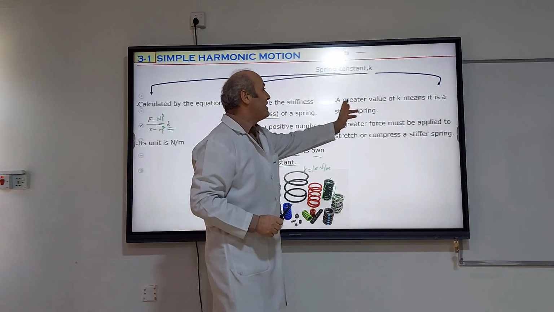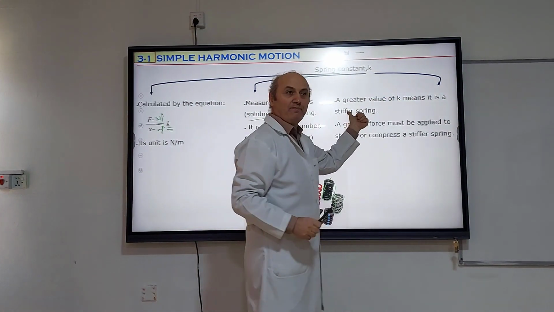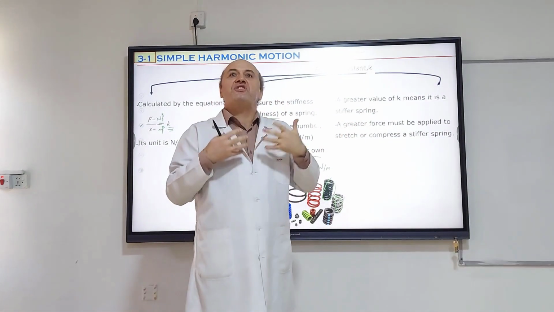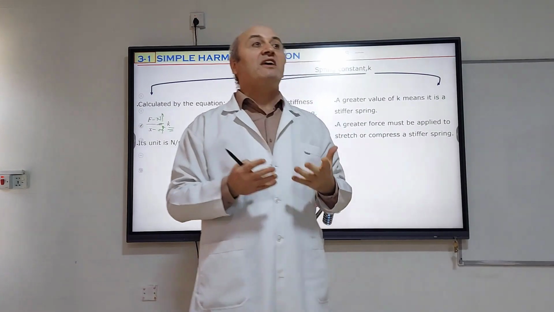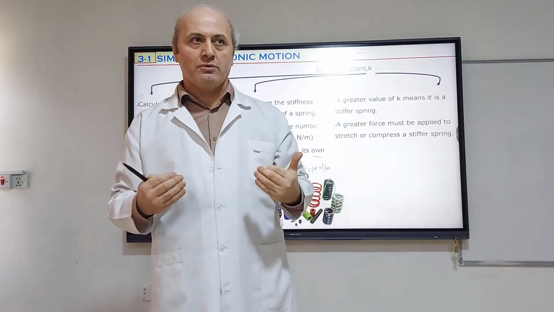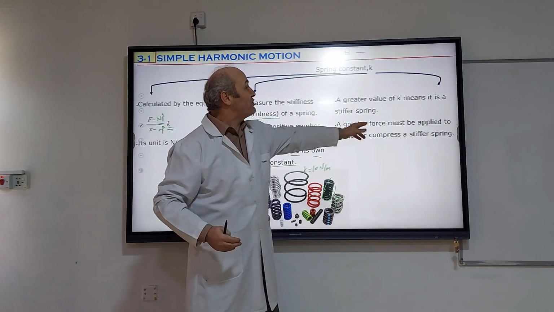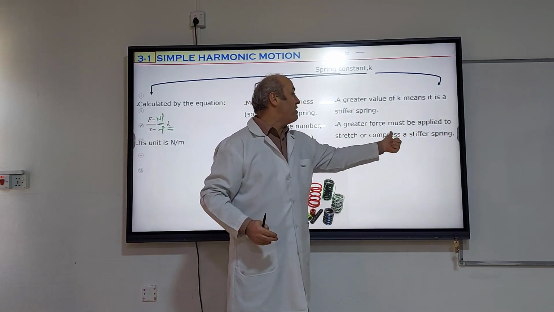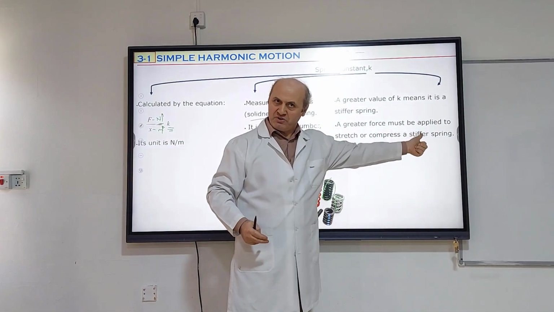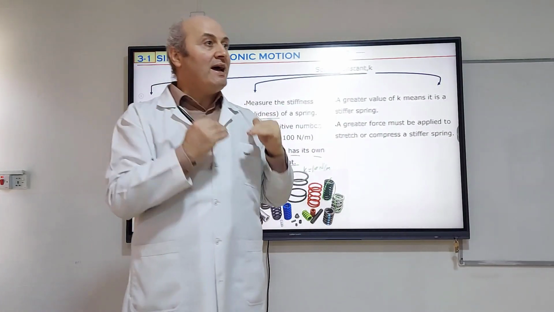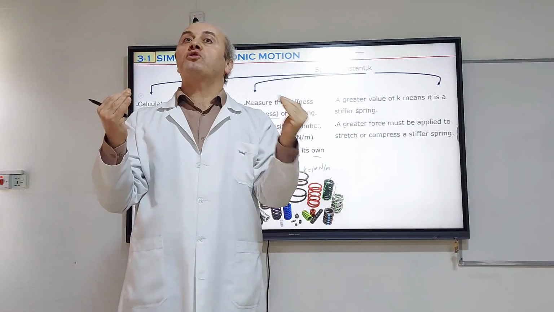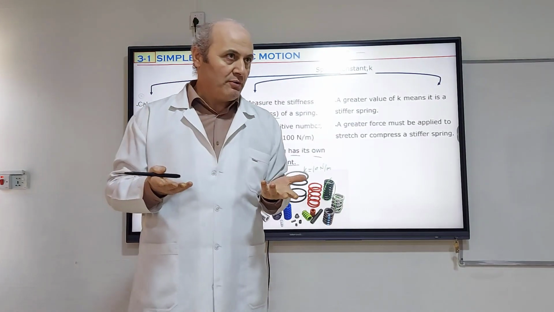Yani, a greater value of K means it's a stiffer spring. It's not easy to stretch. But a small number of K means it's a soft spring. It's easy to stretch. A greater force must be applied to stretch or compress a stiffer spring. Greater K needs a greater force. Smaller K needs a smaller force to stretch or compress them by the same amount.